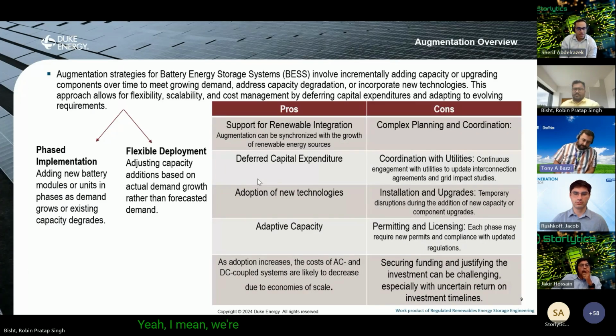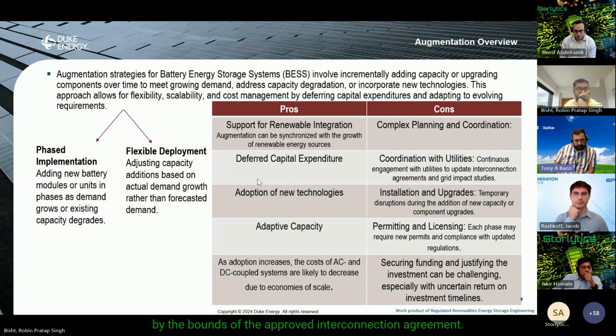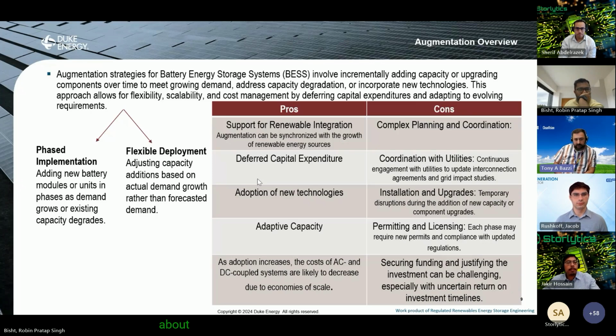Yeah, like I said before, we're going to be operating within the bounds of the approved interconnection agreement. And when we augment, we're going to augment to that approved capacity, for example to maintain that 220 megawatts from one of the projects that I talked about, rather than trying to go over that, at least at this point. Perfect. Thanks, Tony.